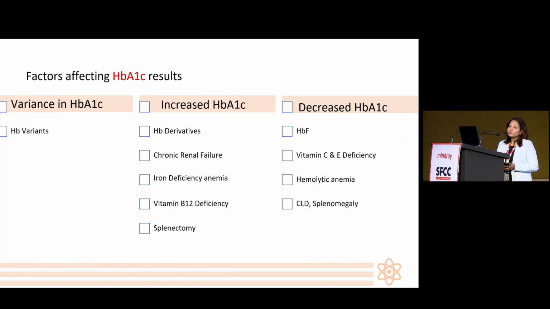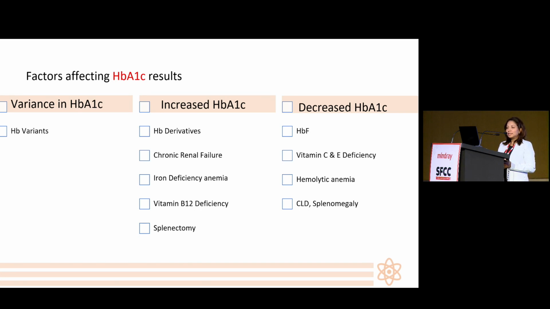Now let's move on to the factors that interfere with the HbA1c results. The most common is the Hb variants. Apart from this, there are other factors like Hb derivatives, chronic renal failure, iron deficiency anemia, B12 deficiency, or splenectomy that will lead to falsely increased HbA1c.